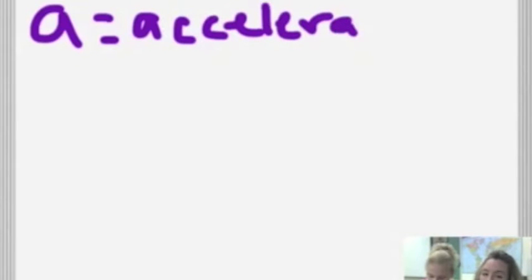So let's start with acceleration. What is our symbol for acceleration? I think it's A. It is A. Acceleration, A. Our units for acceleration will always be meters per second squared. So anytime you see meters per second squared in your word problem, what letter are you going to plug in? A.